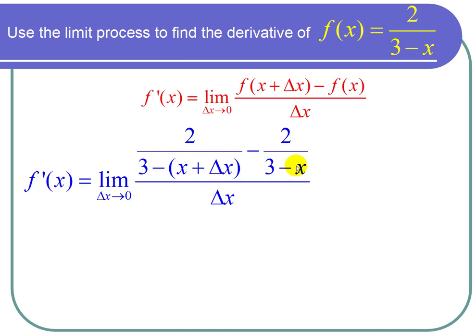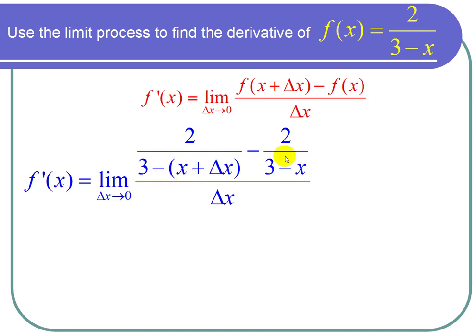I don't need to plug in 0 because for the derivative, plugging in 0 always results in 0 divided by 0. So instead I'm going to do some algebra, and I'm going to start by subtracting these two fractions. So I'm going to get them under a common denominator, like so. The common denominator is 3 minus x minus delta x.